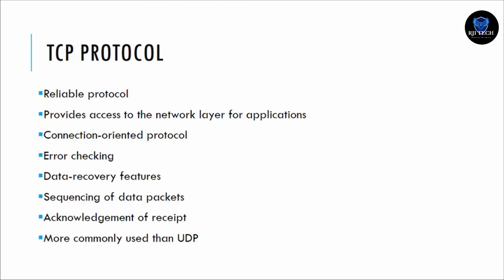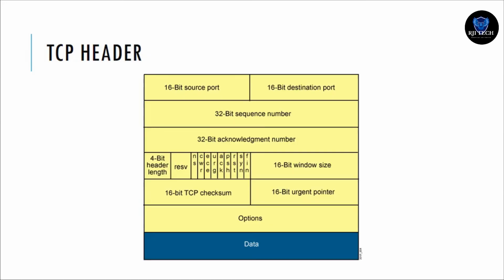The TCP protocol, for the sake of such features, data recovery, sequencing, and acknowledgement, is more commonly used than UDP because it is reliable and more error resilient, especially for web transfer, mail transfer, and file transfer. The TCP header is of course more complex than the UDP header.